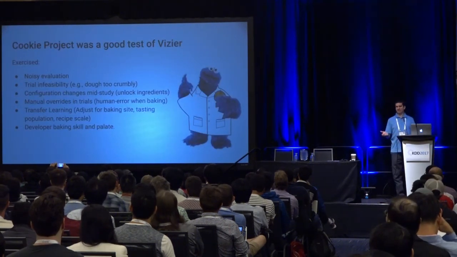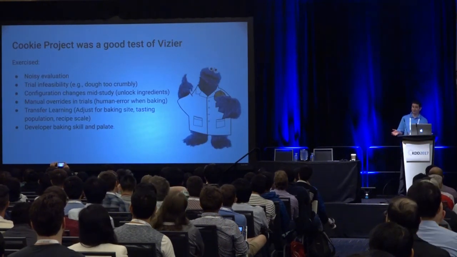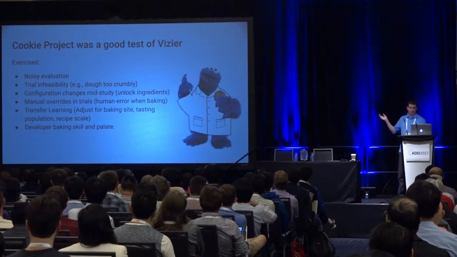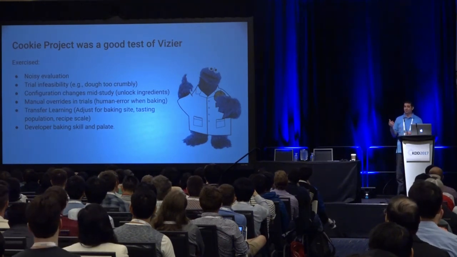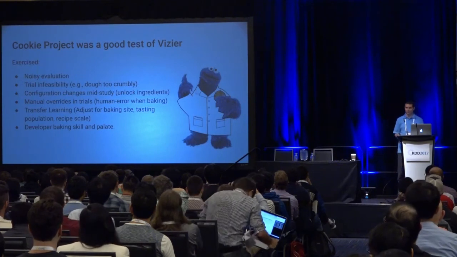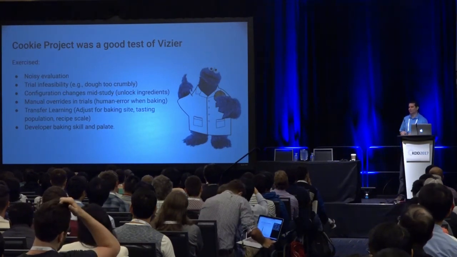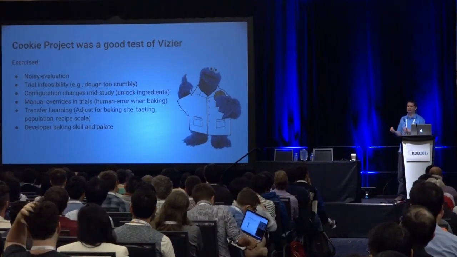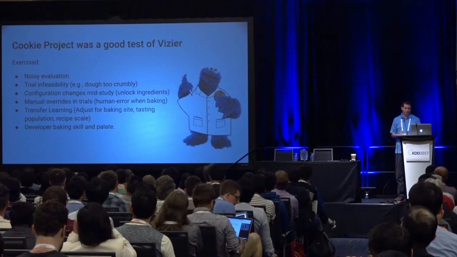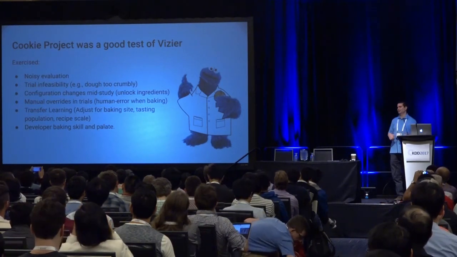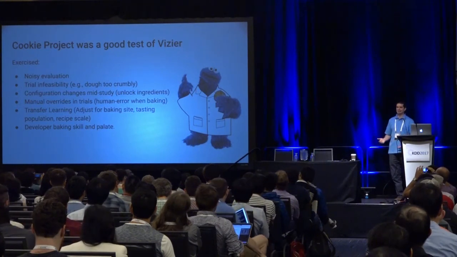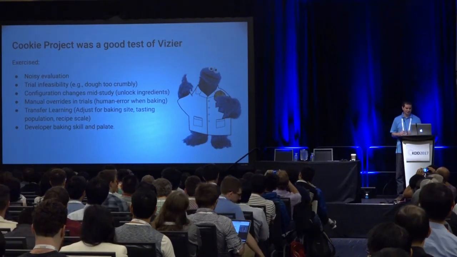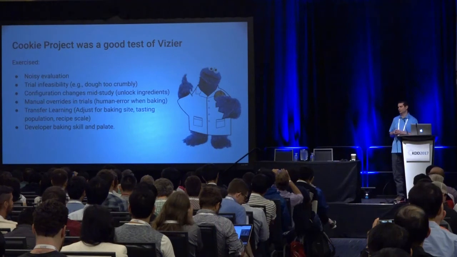So one thing is this helped get the word out. It was also really a good test for the system because it forced us to deal with things like noisy evaluation, infeasible trials, right? Some dough was just too crumbly to bake, configuration changes mid-study where we added ingredients on the fly, manual overrides in trials, like we told the humans to bake something and then they didn't do it, right. Transfer learning where we adjusted for bake sites.